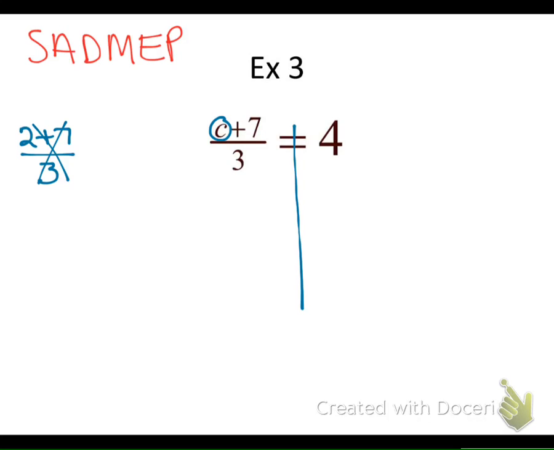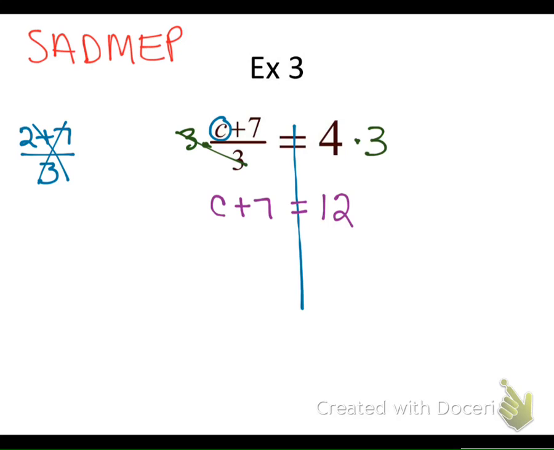So how do I get rid of a 3? You're going to multiply. Because this line here represents division. So the opposite of dividing is going to be multiplying. So we're going to multiply each side by 3. So then on my left side, I'm able to bring down the c plus 7 equals, and then 4 times 3. What's 4 times 3, David? 12.